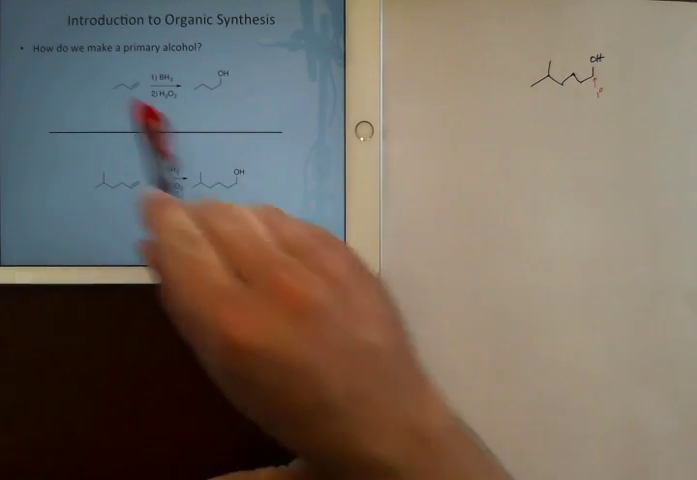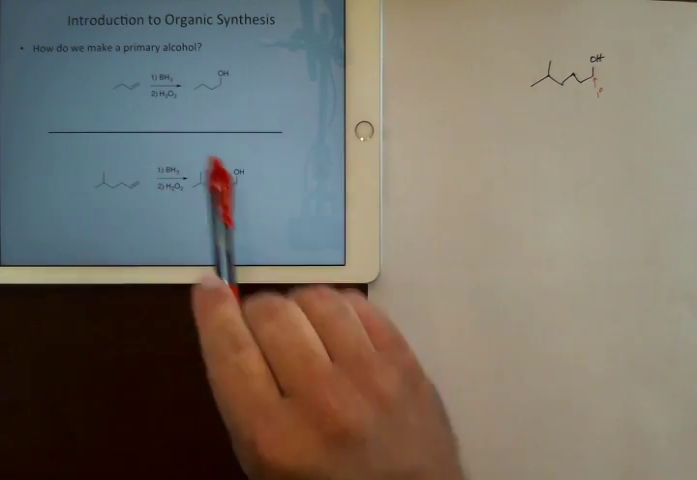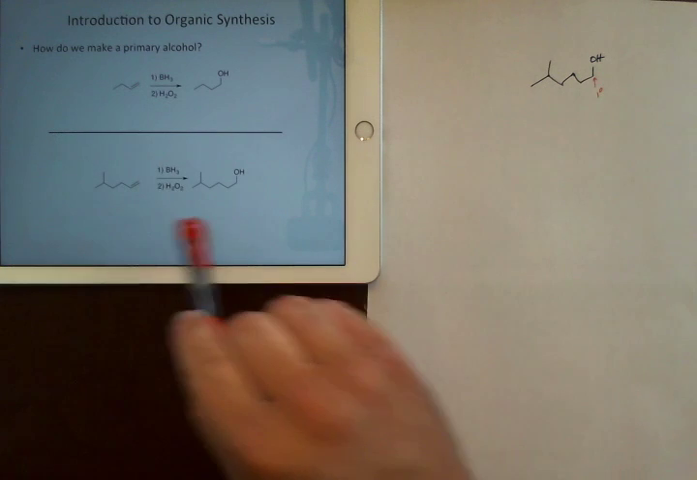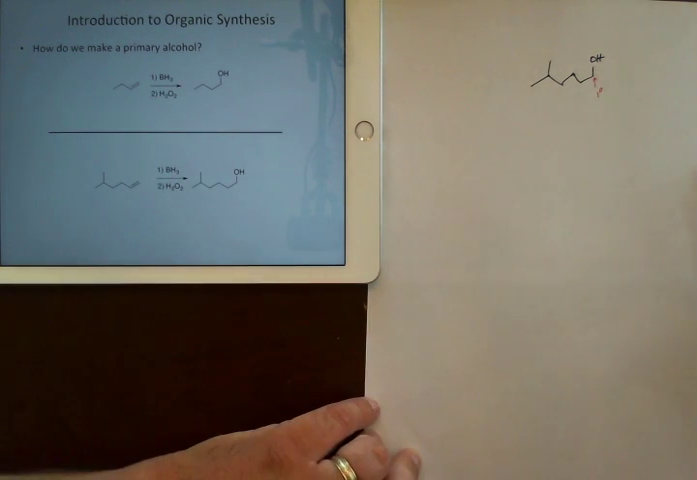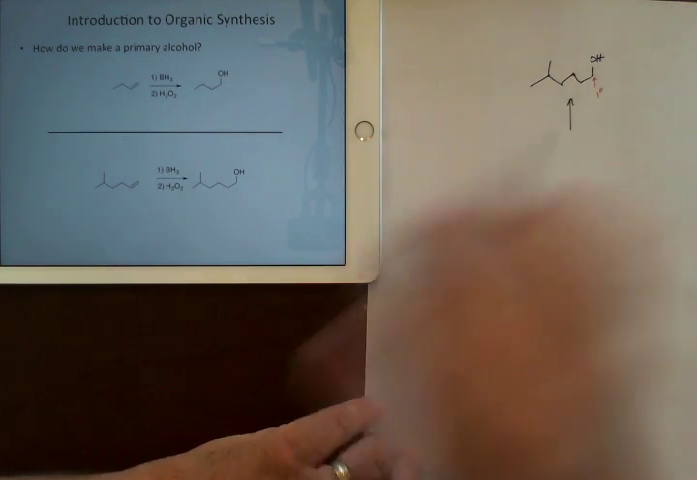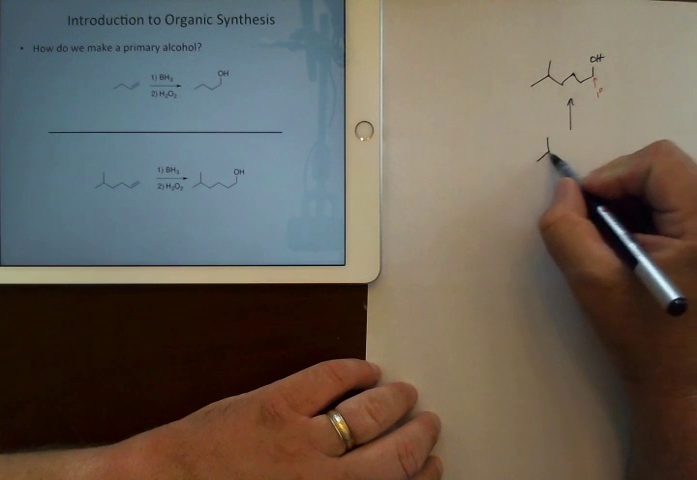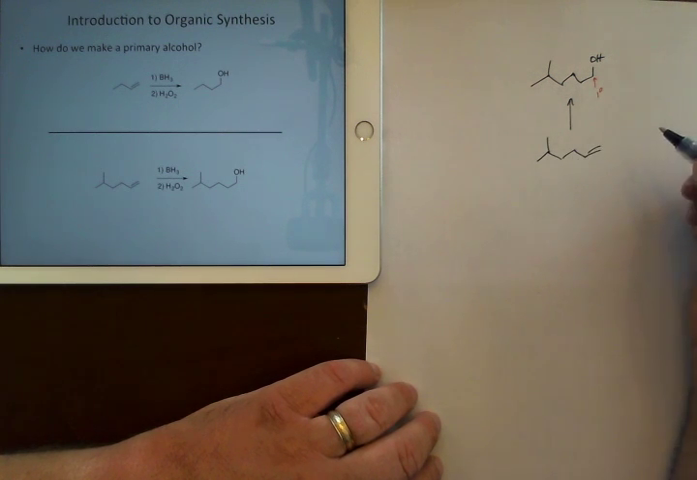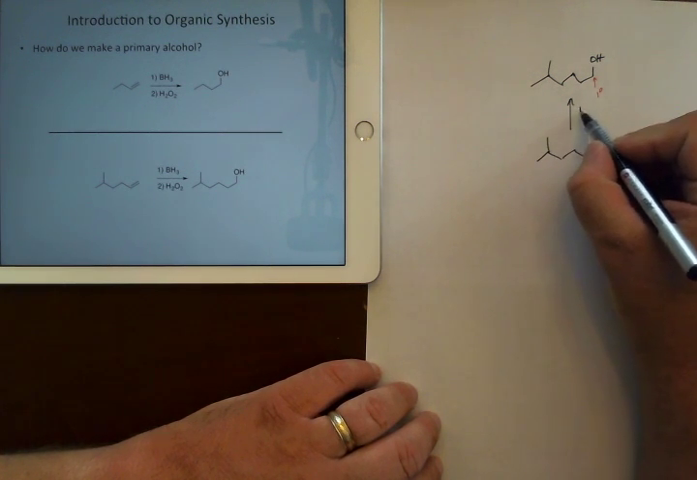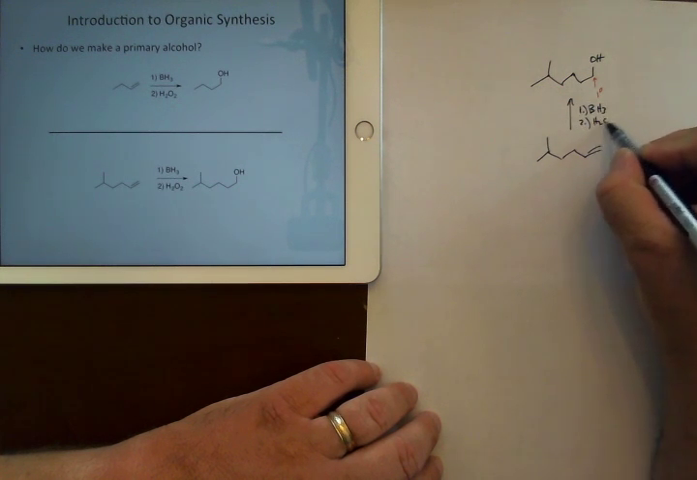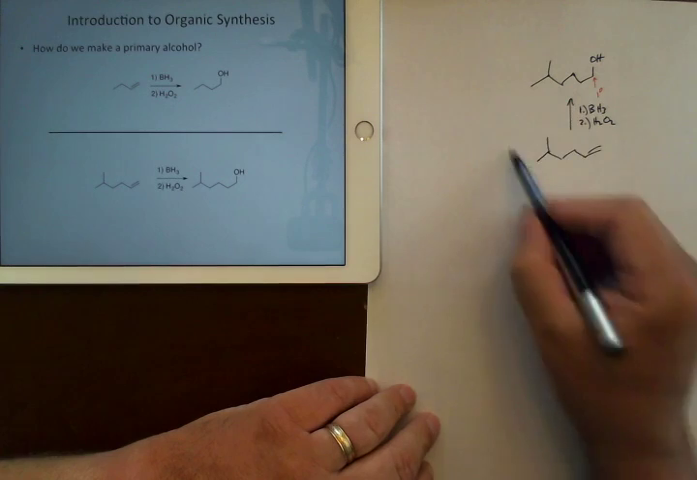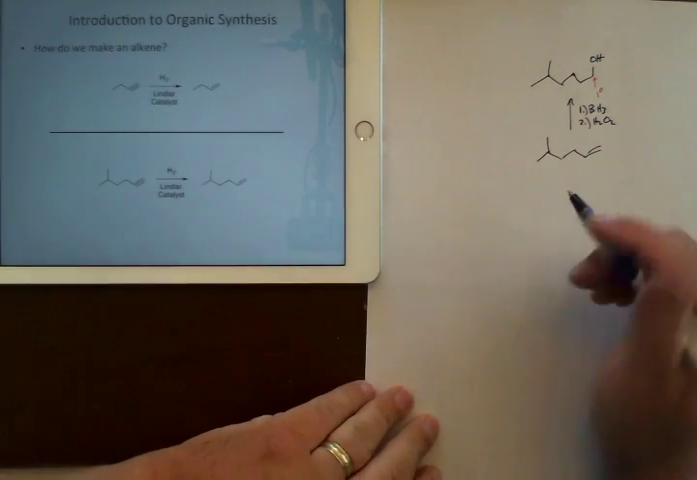Well, how do we know that? The way these slides are going to work: this is the general reaction, and this is how it's going to apply to our molecule here. So what we're going to have to do is, no matter what we start with, we're going to have to go through this intermediate here and then do the hydroboration. So BH3, H2O2. Okay, so how do we get to here? How do we put that on there?